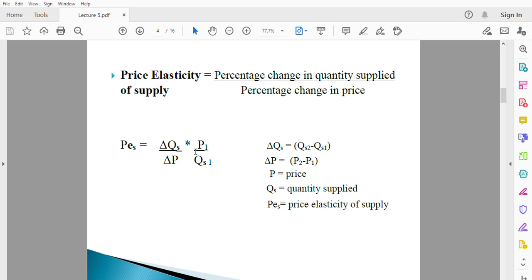This is how it's expressed mathematically. PES equals the change in quantity supplied over change in price, times original price divided by the original quantity supplied. And explained here, the delta QS means QS2 minus QS1, where QS2 is the current quantity and QS1 is the original quantity. Same here, delta P is P2 minus P1, current price minus previous price or original price, and P is price, QS is quantity supplied, and PES is price elasticity of supply.